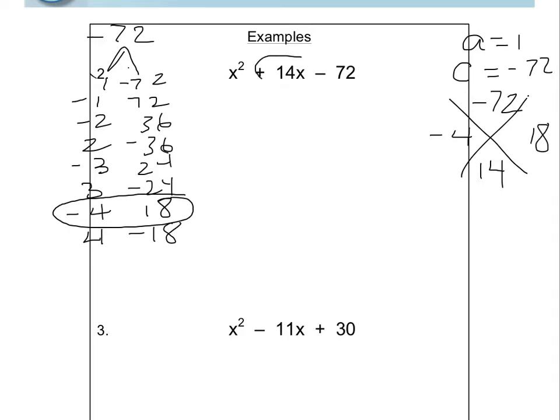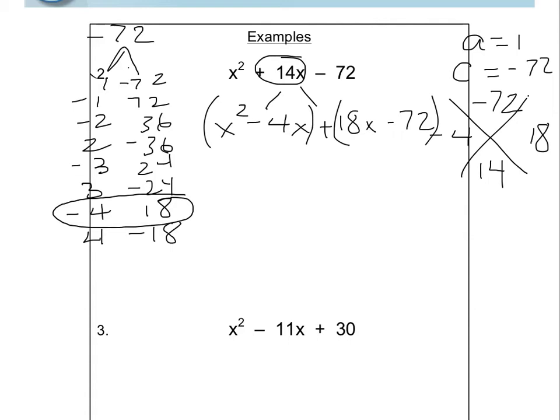So I'm going to take this middle term, replace it with a negative 4x and a positive 18x, and write down the rest of my trinomial. And now it becomes a polynomial with 4 terms. Parentheses around first 2 and last 2.